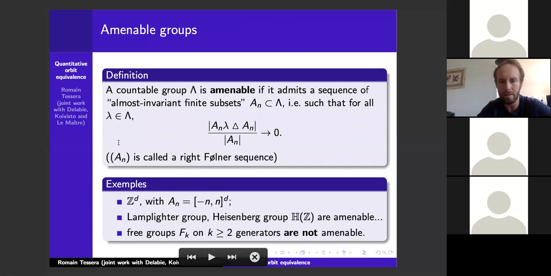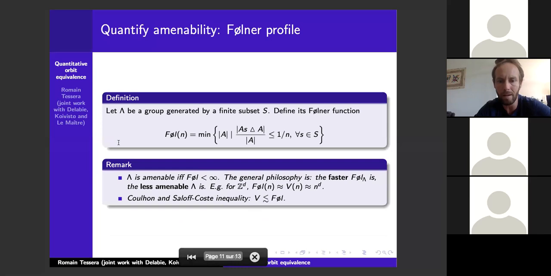Amenability was defined like that. It was the existence of a sequence of finite subsets such that the symmetric difference tends to 0 when you act by an element, okay? So that suggests a way to quantify. And this is what's called the Følner function, which tells you what's the minimal integer for which you can find a set of size this integer, such that the symmetric difference is less than 1 over n, okay? So that's one way of quantifying how amenable you are.